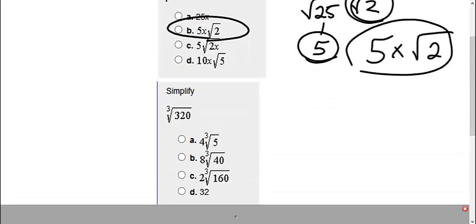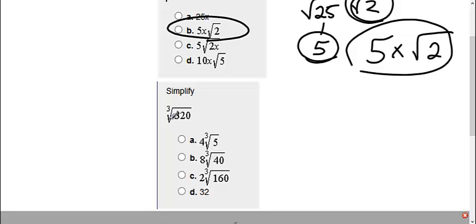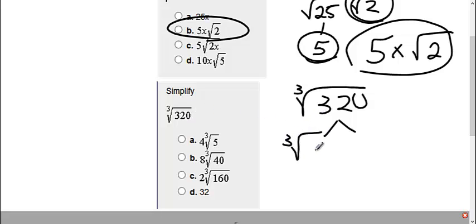Number 2 here, we have the cubed root of 320. Okay, so the cubed root of 320 is not a perfect cubed root, so what I need to do is break it down. I need to ask myself what times what gives me 320, where one of those is a perfect cube. I'm going to start off simple. I know 8 is a perfect cube, so the cubed root of 8 times the cubed root of 40.